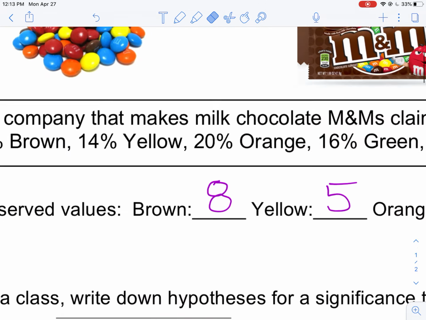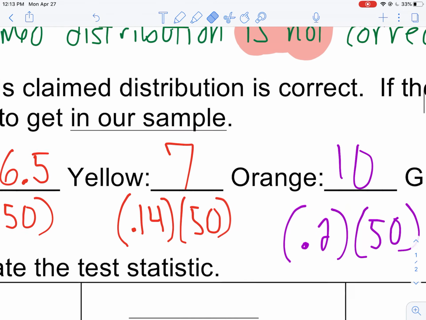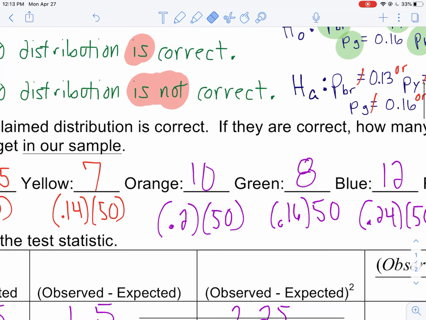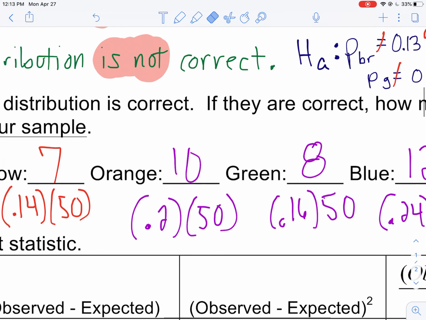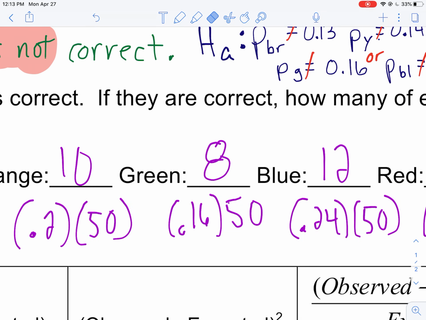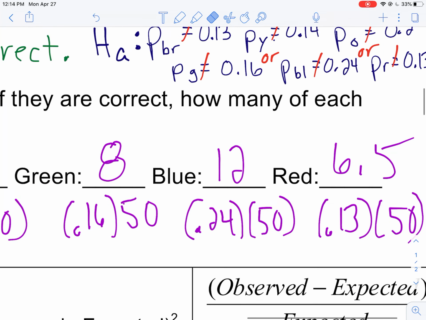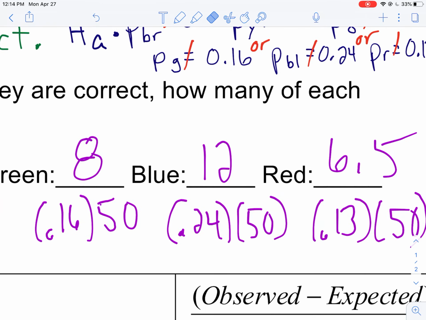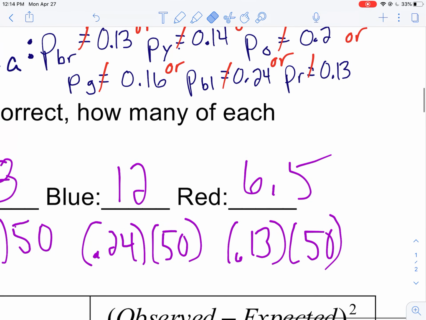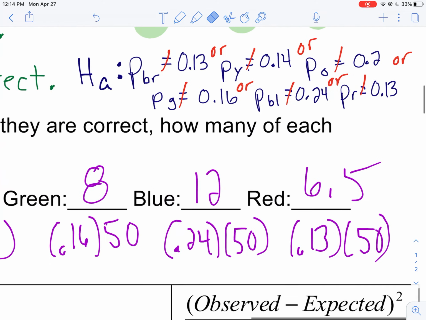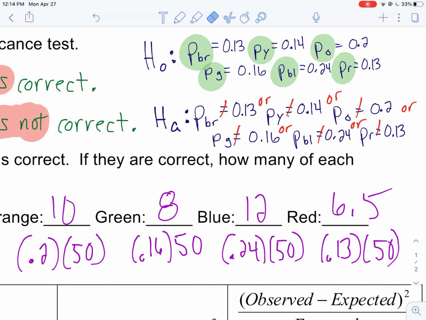14%, which I got up here for the yellow, 14%. Multiply that by 50, got 7. I'd expect 7 yellow. 20% are supposed to be orange, so I multiplied that by 50, got 10. 16% are supposed to be green. Out of 50, I'd expect 8. 24% are supposed to be blue, so out of 50 M&Ms, I'd expect 12. And then 13% are supposed to be red, so out of 50, I'd expect 6.5.